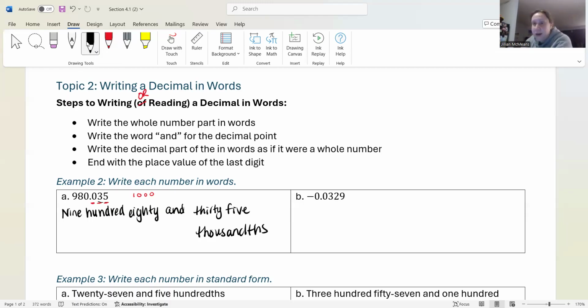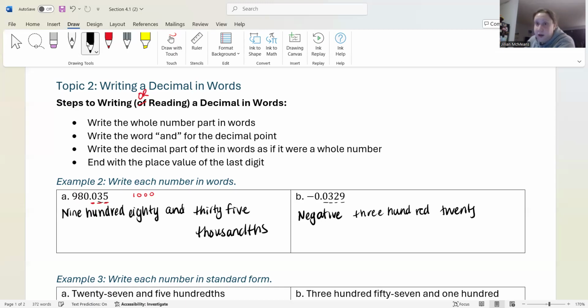Now for part B, we have negative 0.0329. Because this number is negative, we do need to say or write negative. So we're going to start with negative, and there's not a whole number, so we don't have to say whole number and. We kind of skip the first 2 steps. We just want to write the decimal portion as a whole number. After the decimal, we have 0329. We don't want to worry about the zero. We're just going to say the 329. So we have negative 329.